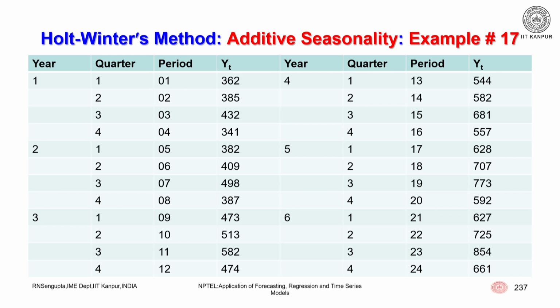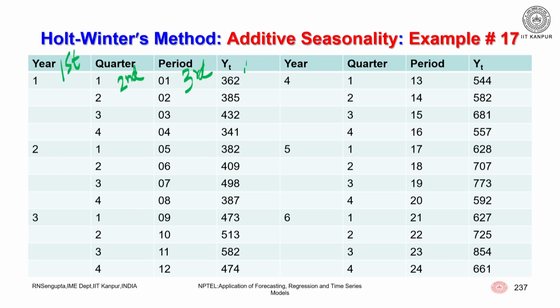Now, for the additive seasonality, here is the data. If you see in the slide, I will go back to the Excel sheet within a few minutes, where we will solve it. You have the first column, which is the year, and the second column is the quarter. Each year you are considering the quarters: first quarter, second quarter, third quarter, fourth quarter. There are 4 quarters, 1, 2, 3, 4 for the first year, 1, 2, 3, 4 for the second year, 1, 2, 3, 4 for the third year. Hence the period has been marked in column 3 starting from 1 to 24.